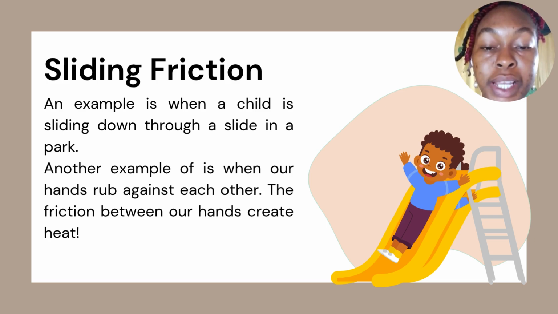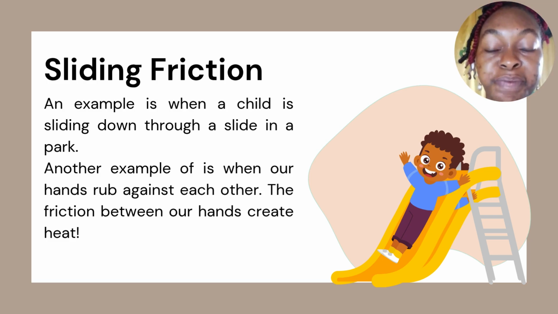So, just like I've said earlier, the sliding friction is experienced when two objects are sliding against each other. An example is when a child is sliding down a slide in a park, just like the picture on the slide illustrates. Another example is when we rub both hands against each other. You notice that the friction between our palms creates heat.